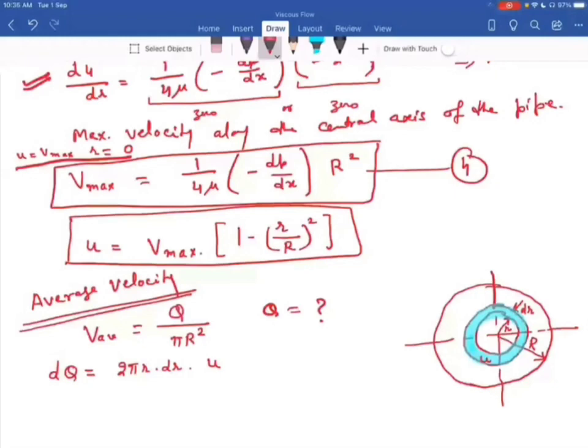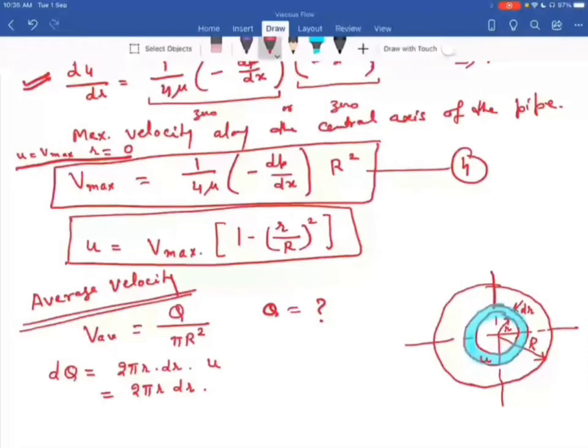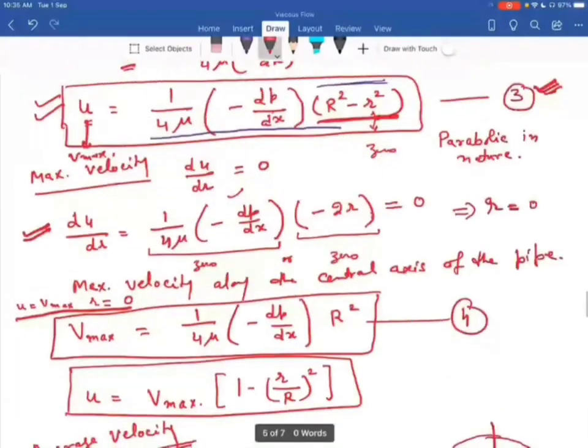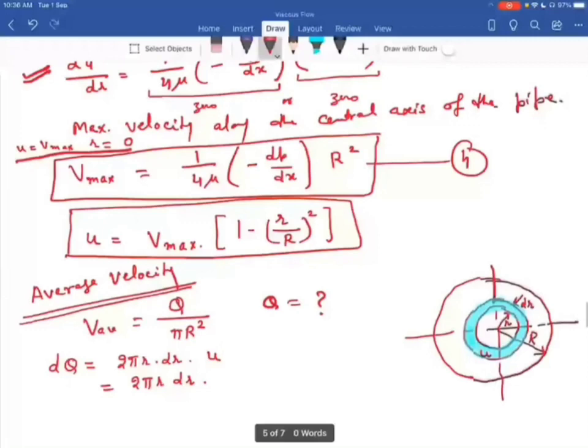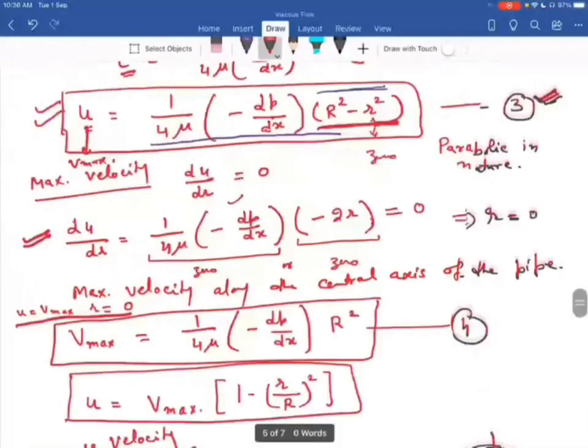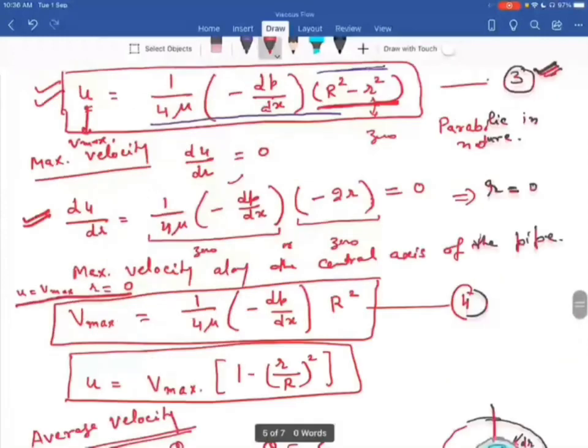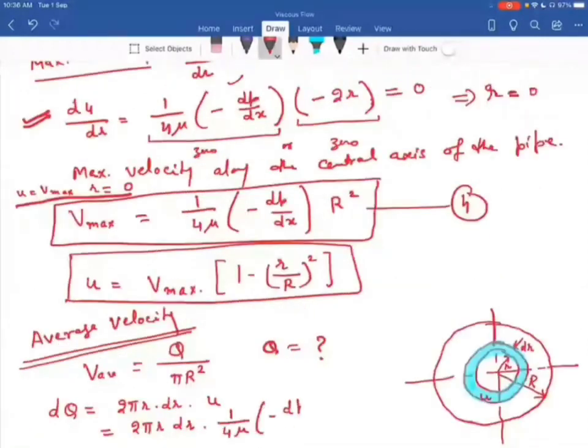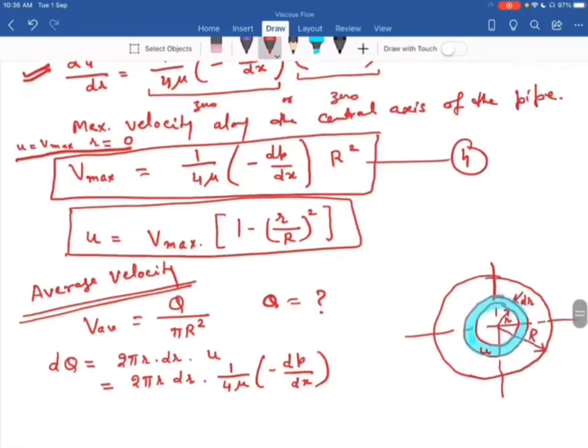Now I put here the value of u from equation number 3. So dq is 2 pi r dr times 1 upon 4 mu, minus dp by dx, into capital R square minus small r square. This is small dq, the small discharge entering through the ring.